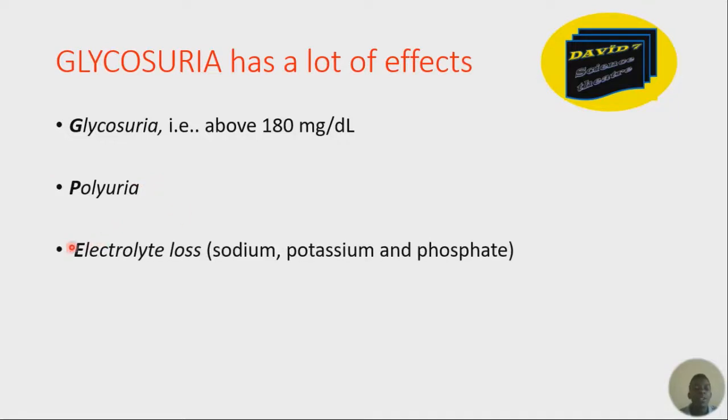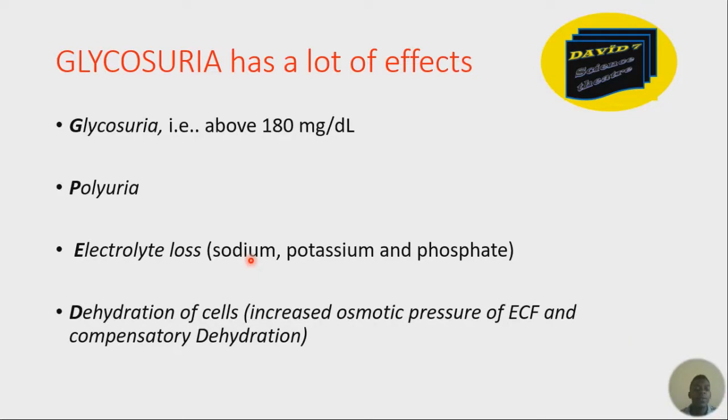Okay, we shall lose electrolytes, as water comes along with electrolytes into the lumen of the nephron tubules. It comes along with some electrolytes like sodium, potassium, and phosphate. These are lost from the body in urine.